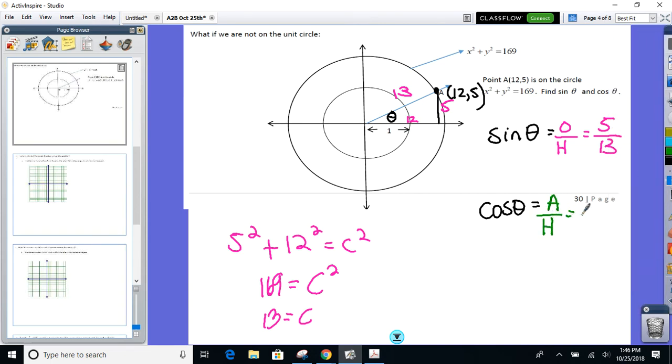Want to go one more step for me? What's adjacent? What do you mean? No, you always go from the 12 over the hypotenuse of 13. So that's what we're going to be doing now when we're not on the unit circle. We're going to be drawing a right triangle, probably using Pythag to find the third side and doing SOHCAHTOA.